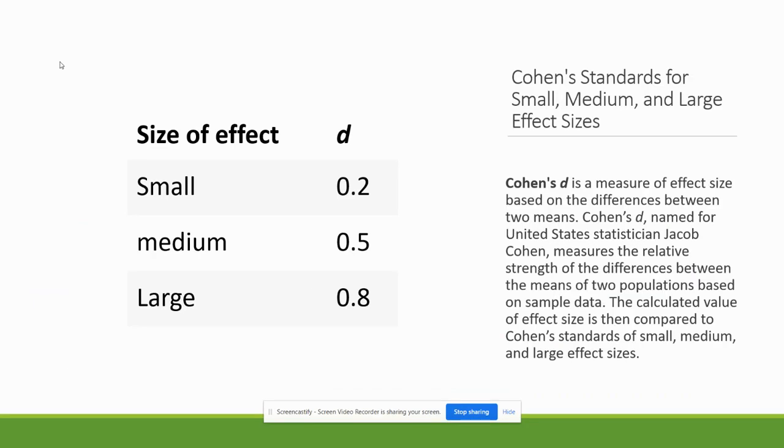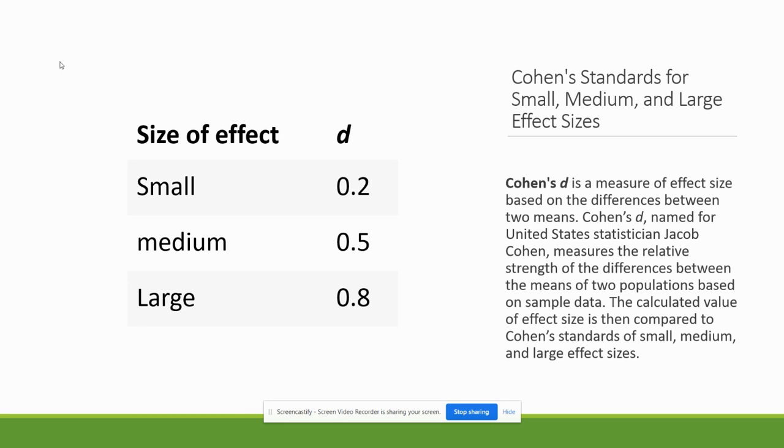So now you've run an independent two mean t-test and you've got your result. But then there's another thing we can do with those results. We can see the effect size of the difference that's going on. So we have something called Cohen's d, which is a measure of the effect size based on the differences between the two means. So let me quickly explain the differences between two means.